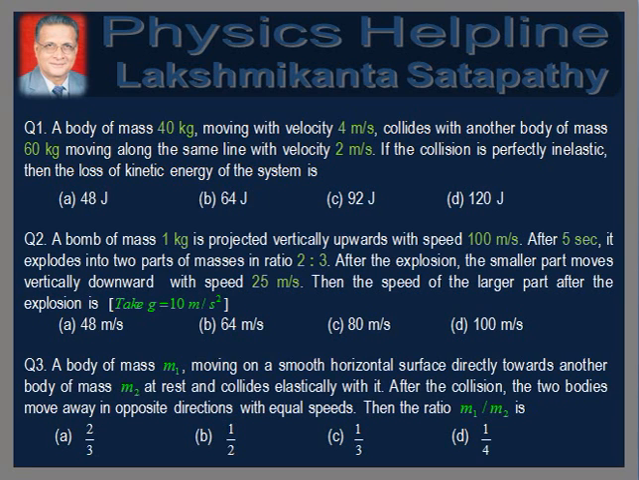Question 3. A body of mass m1 moving on a smooth horizontal surface directly towards another body of mass m2 at rest and collides elastically with it. After the collision, the two bodies move away in opposite directions with equal speeds. Then the ratio m1 by m2 is. The options are 2/3, 1/2, 1/3 and 1/4.